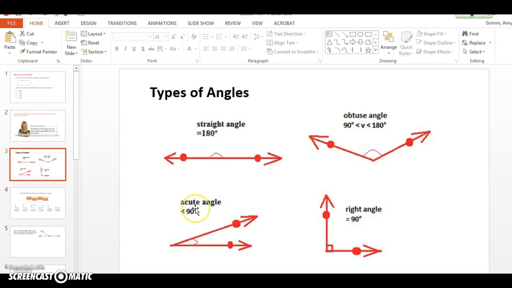Okay, so I remember acute because I think, oh, little and cute. That's how I remember acute. Obtuse, right or wrong, I think of obese, and that's fat, so fat angle. And for some reason, I can remember right and straight. Okay, so those are your 4 different angles.